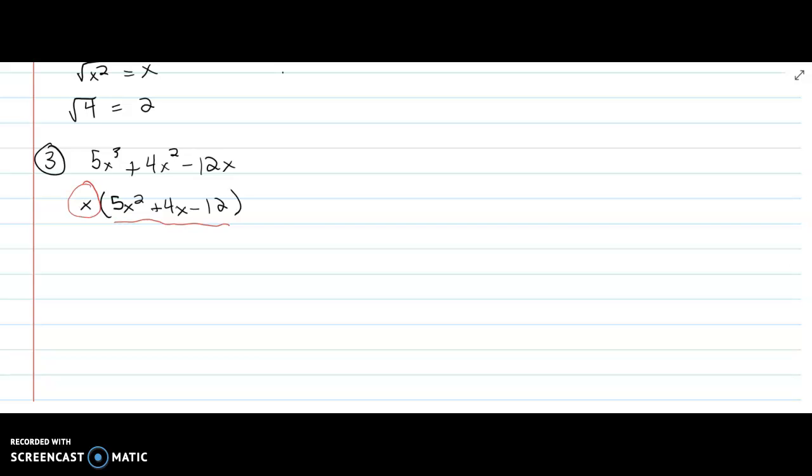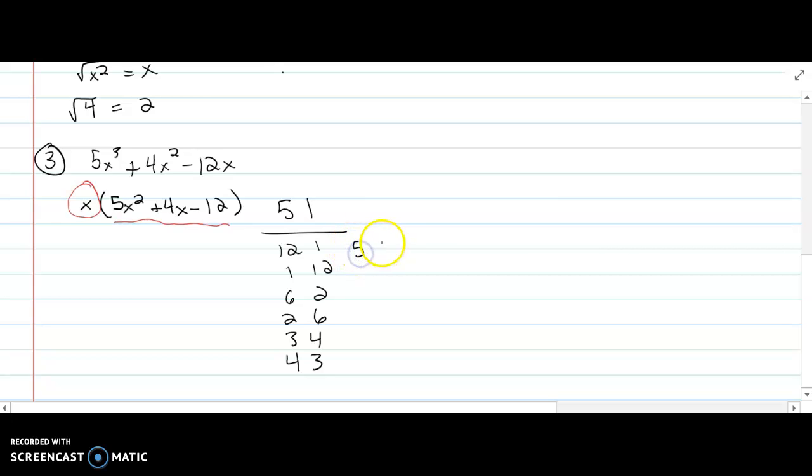Here, I'm going to factor by reasoning. So I have 5 and 1. Different ways to multiply to 12. I have 12 and 1, 4 and 12, 6 and 2, 2 and 6, 3 and 4, 4 and 3. Cross multiply here. 5 and 12, 60 and 1, 10 and 6, 30 and 2, 20 and 3, and 15.